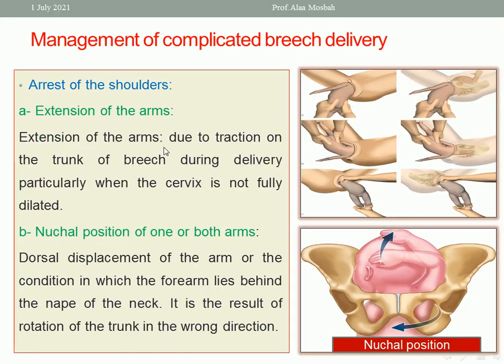What about the problem of the shoulder, arrest of the shoulder, and the arrest of the aftercoming head? For the shoulder, we have two problems: extension of the arm and the nuchal position. Extension of the arm is due to traction on the trunk of the breech during the delivery, particularly when the cervix is not fully dilated. And this is a mistake from the doctor who does traction on the trunk of the fetus while the cervix is not fully dilated. This is the cause for extension of the arm.